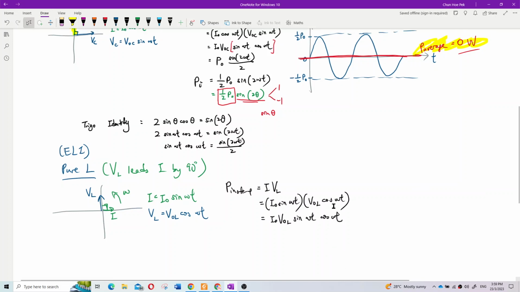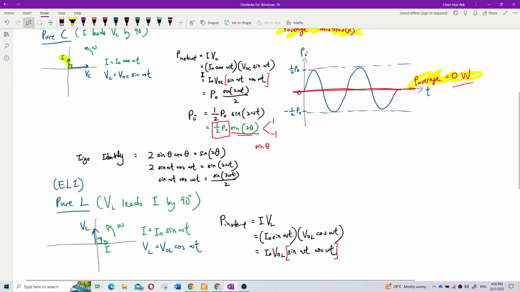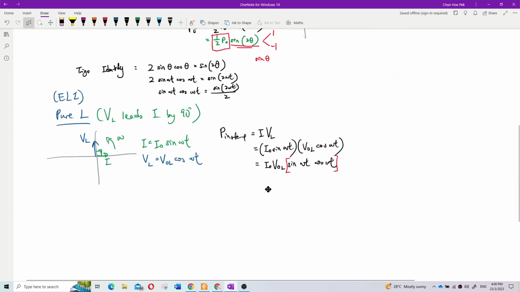Do you see something familiar here, class? Is it the same as the capacitor? Yes. Capacitor is I naught V naught C sine omega t cos omega t, and this one is also I naught V naught L sine omega t cos omega t, because one of them is cos omega t and the other is sine omega t. It's the same. So I can just copy and paste this part here.